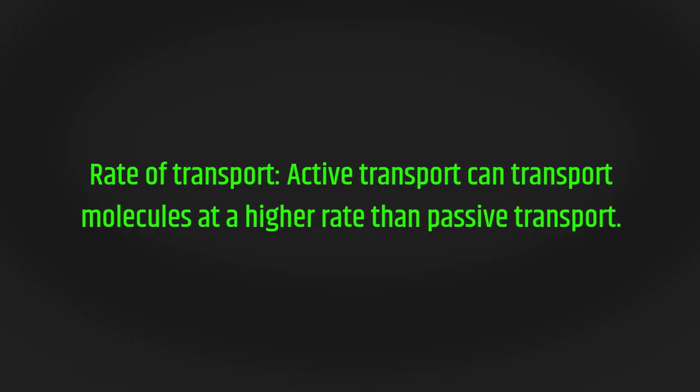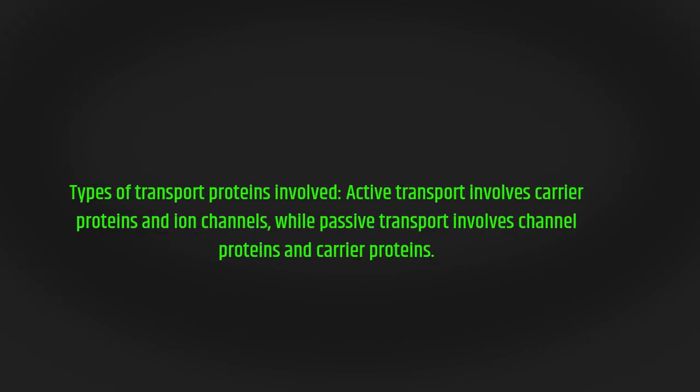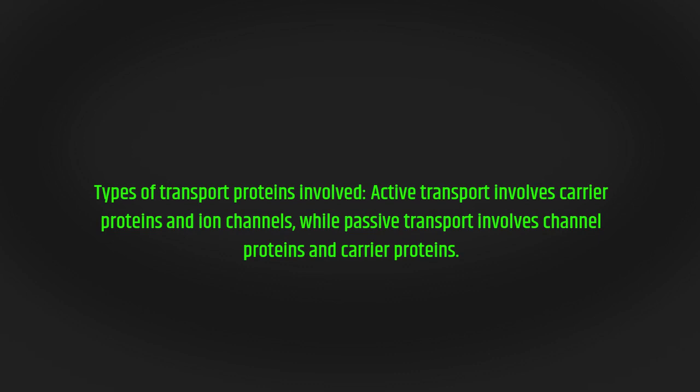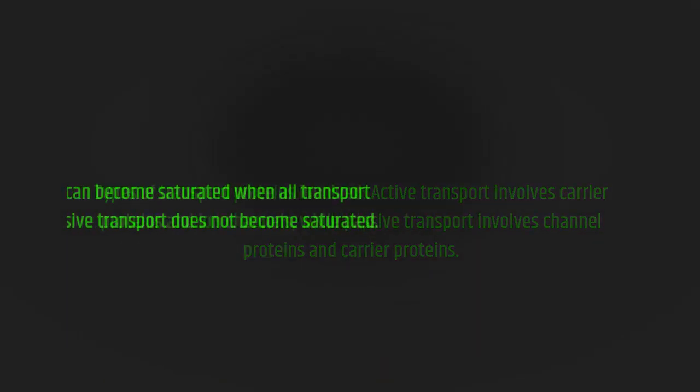Rate of transport: active transport can transport molecules at a higher rate than passive transport. Types of transport proteins involved: active transport involves carrier proteins and ion channels, while passive transport involves channel proteins and carrier proteins.